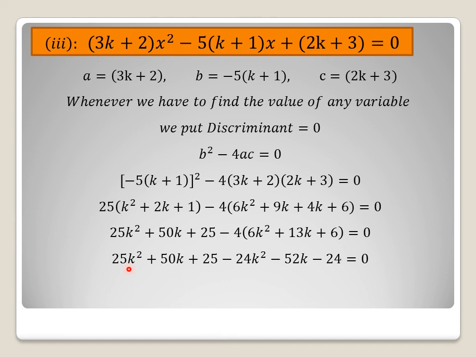Now you can see 25k square and minus 24k square are the like terms. So subtracting 25 and minus 24, we will get 1, which we don't write normally, so k square is the answer. Plus 50k and minus 52k are the like terms, so 50 minus 52 is minus 2. The variable will remain the same. 25 minus 24 is also 1. We cannot see any common digit here, so straight away we will break the midterm. Minus 1 plus minus 1 is minus 2, so I have put k with it.